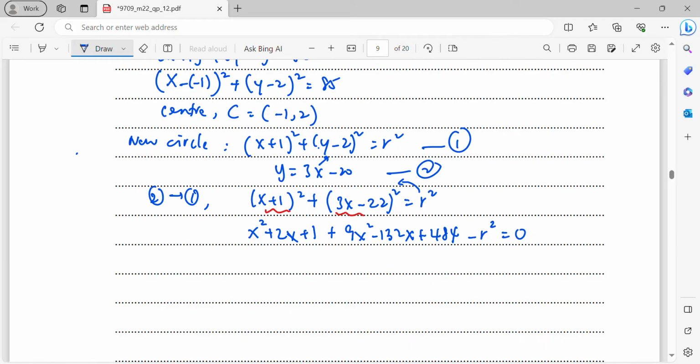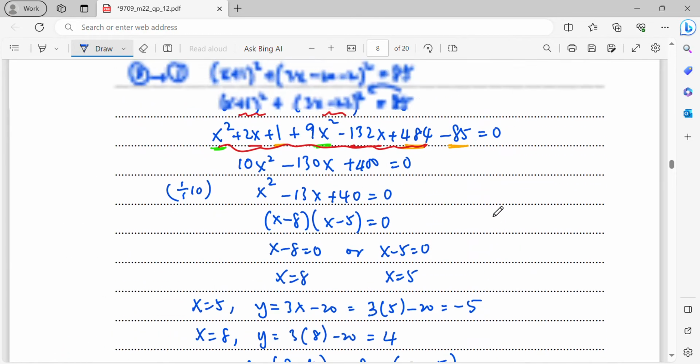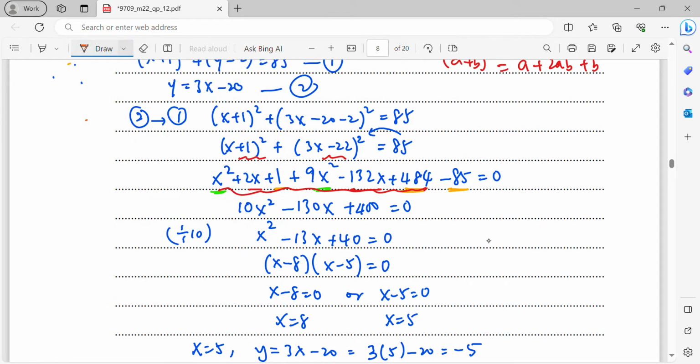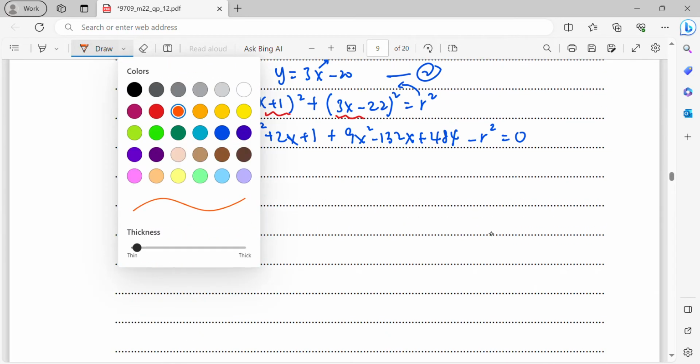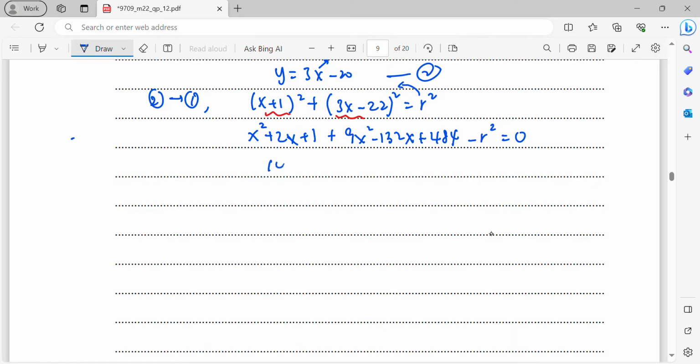And then now, okay, so actually the difference is just the constant, because just now you were given 85, right? So you move that. So therefore the difference will be just a constant. So it means that I will rewrite these two terms. So I will be getting 10x squared minus 130x when I simplify the new equation now. So I will write 10x squared minus 130x. And then I just need to recalculate my constant. So 1 plus 484, it will be 485, then minus r squared. That will be my new constant.